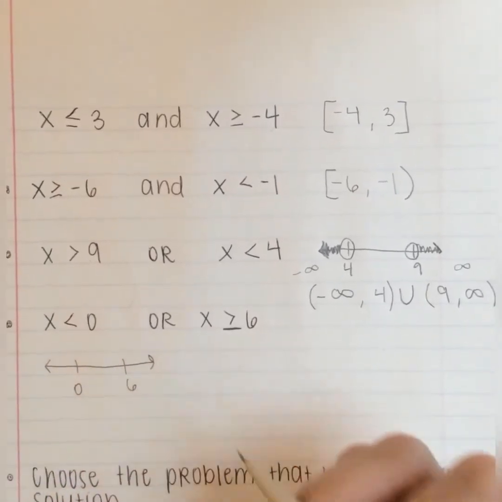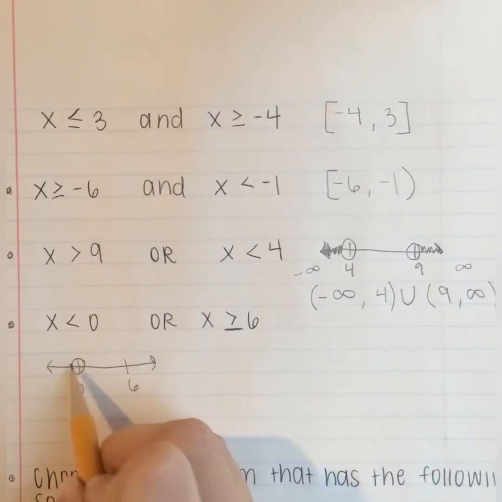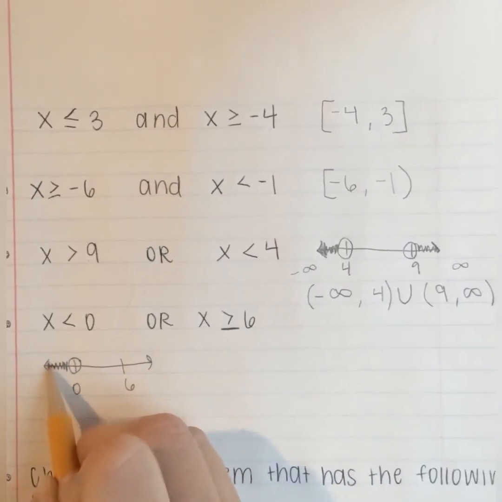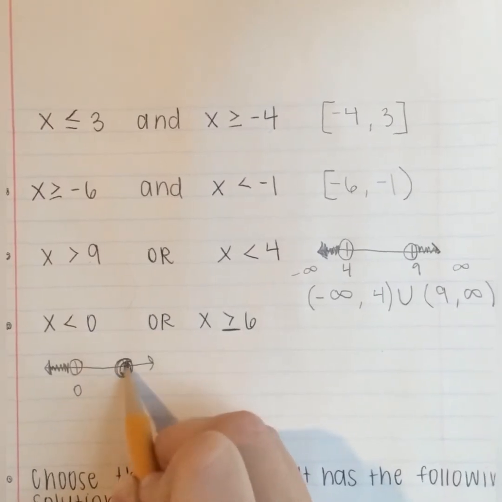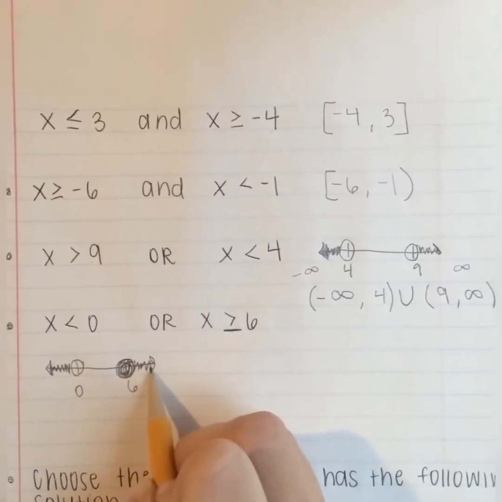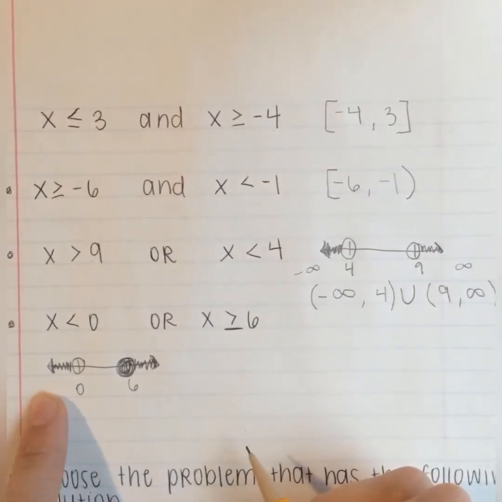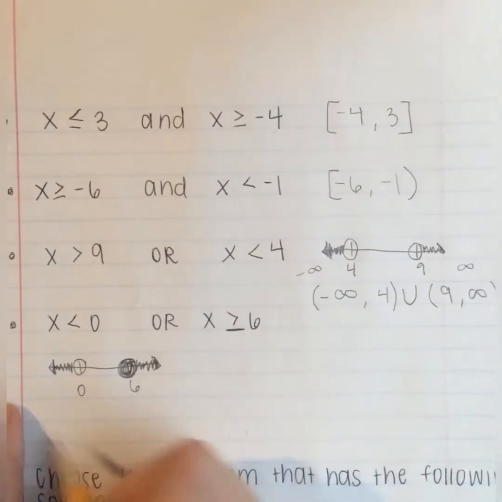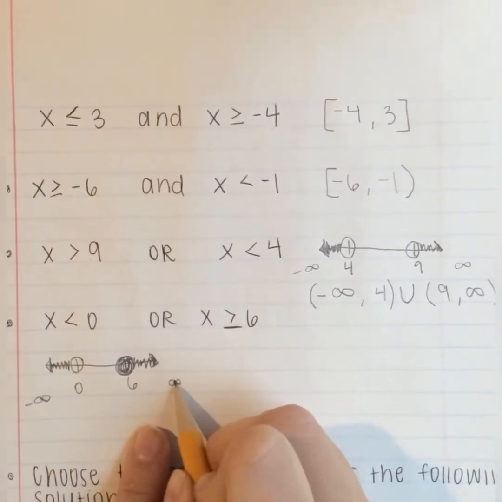0 and 6. So we want any x value less than 0, and then we want any x value greater than or equal to 6. Okay, so for our answer, once again, this is going to the left forever to negative infinity, and this one's going to the right forever to infinity.